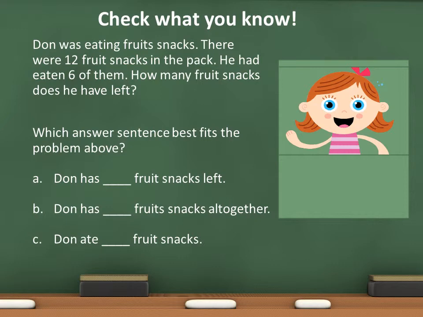Let's try another one. Don was eating fruit snacks. There were 12 fruit snacks in the pack. He had eaten 6 of them. How many fruit snacks does he have left? Look at the answer choices below. Which answer sentence best fits the problem above? A. Don has blank fruit snacks left. B. Don has blank fruit snacks altogether. Or C. Don ate blank fruit snacks. I'll give you a moment to think about it.